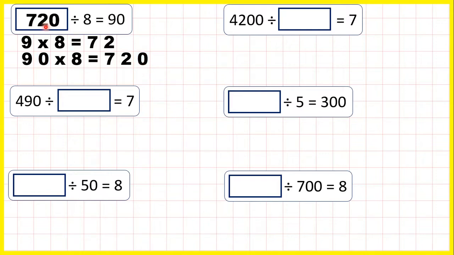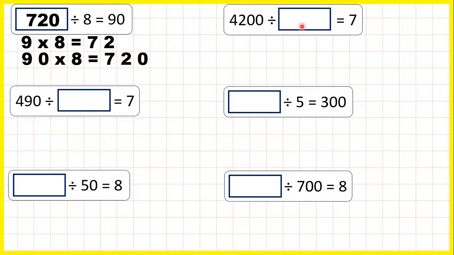So 720 divided by 8 is 90. And we know from division that if there's one zero in the dividend, there will be one zero in the quotient.